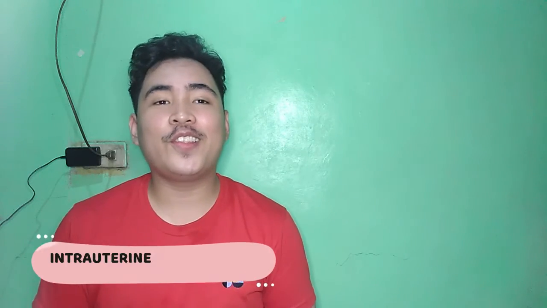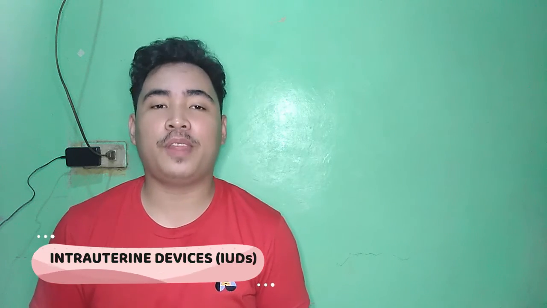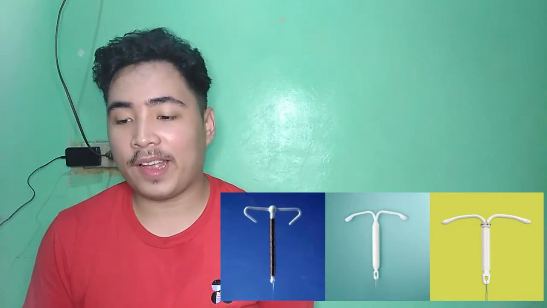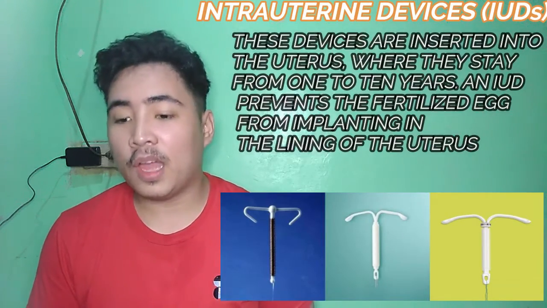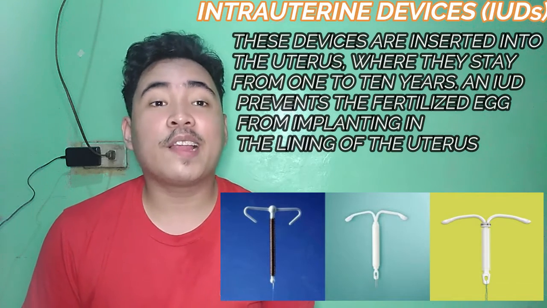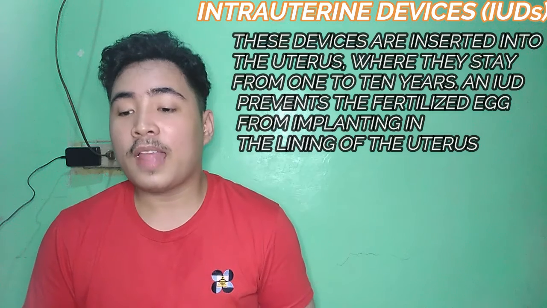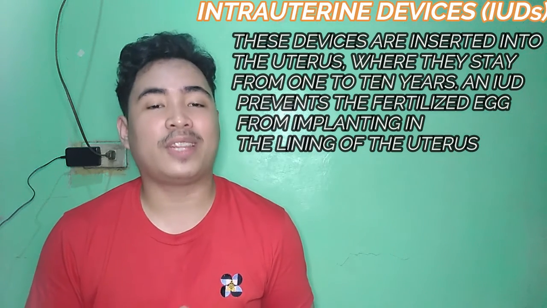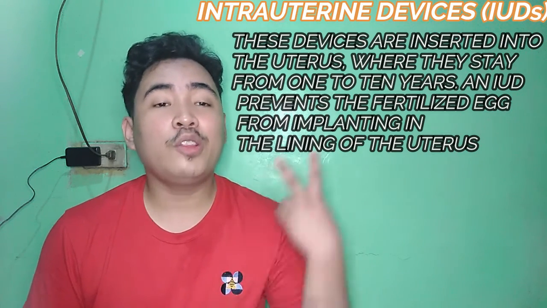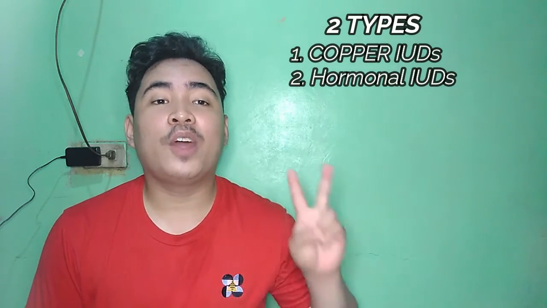Let's now discuss the last method of contraceptive, which is the IUD or the intrauterine device. An IUD is a tiny device that's put into the uterus to prevent pregnancy. It's a long-term, reversible, and one of the most effective types of birth control methods out here. There are two types of IUDs, the copper and the hormonal.